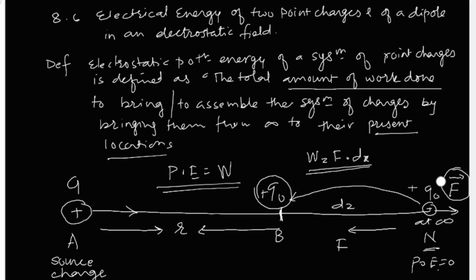If you are bringing one charge from the infinite distance, and then another test charge, this is the R1 distance where you are keeping the test charge. In this way, if you are increasing the charges in the system, the potential energy of the system will increase. So it depends upon the number of charges and the work done.